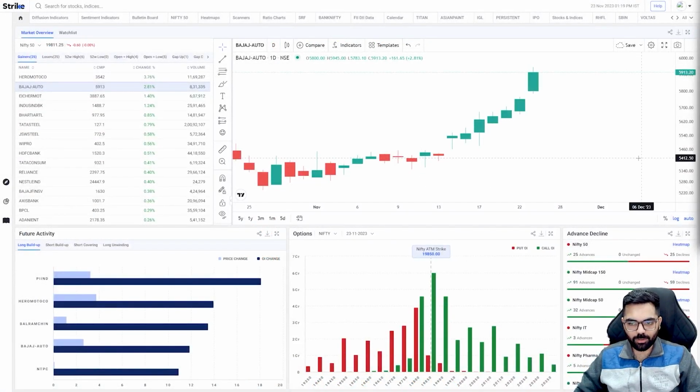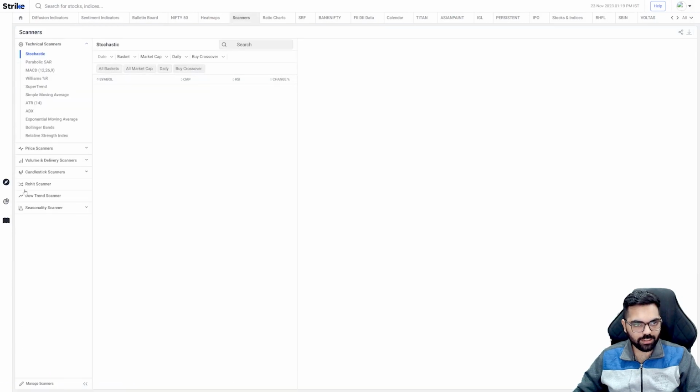Now let's see how we can easily spot trends using this concept that we have discussed in Strike. All you have to do is go into Discover and then into Scanners. Then you will see here Dow Trend Scanner.